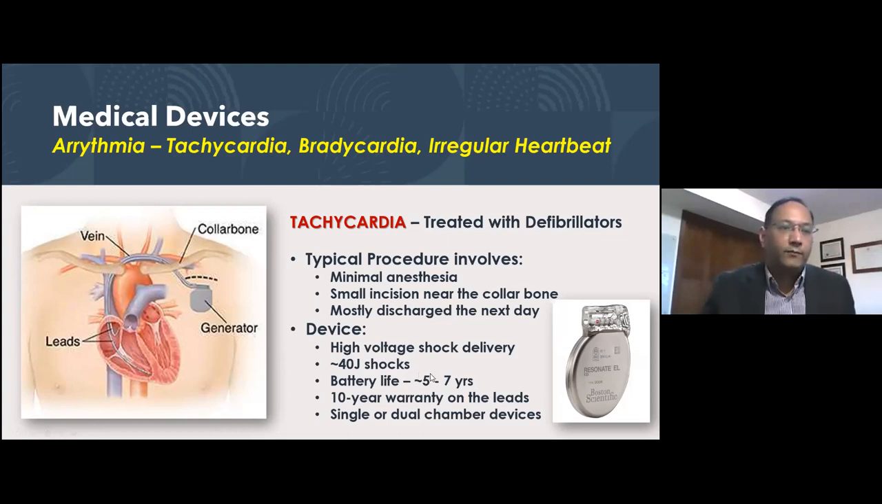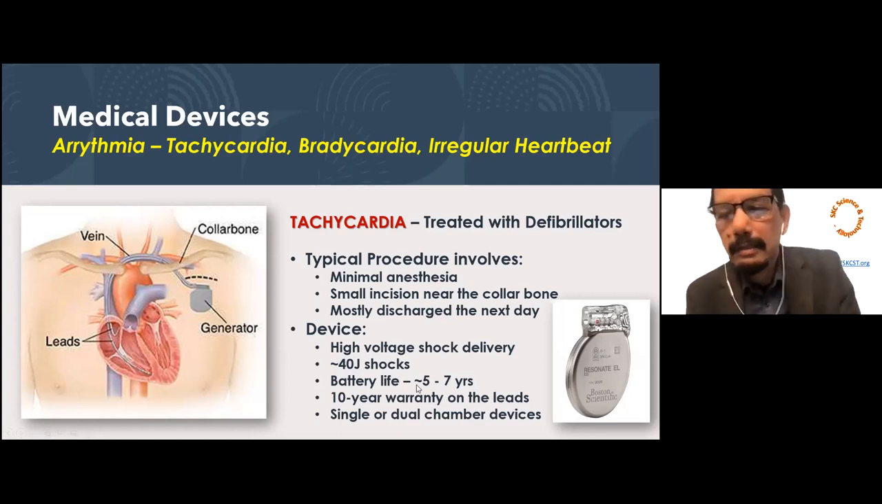The package, the electronics, is actually fairly small inside. The reason for this package to be a little bit big is because there's a lot of battery and huge capacitors that are needed in order to build up that kind of energy. So the battery life is actually, yes.